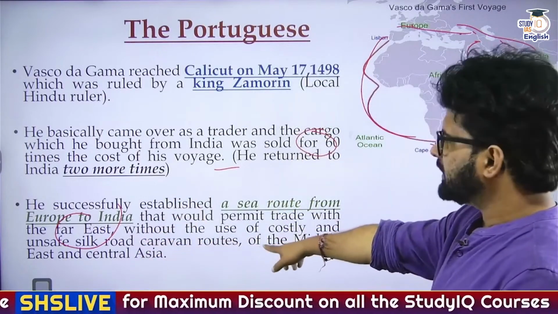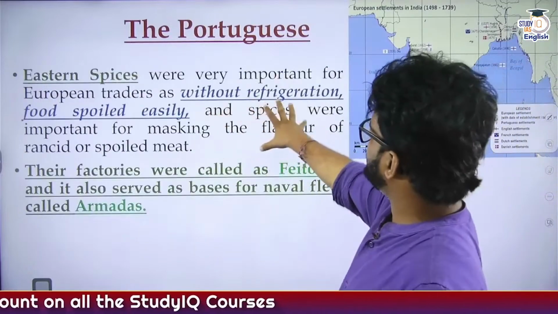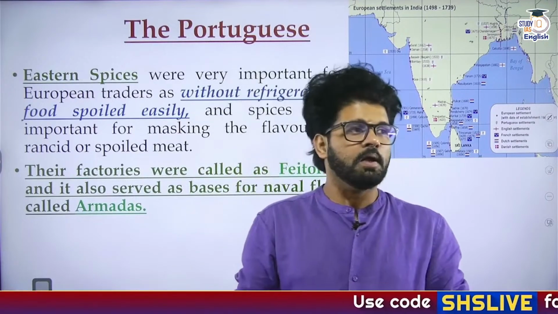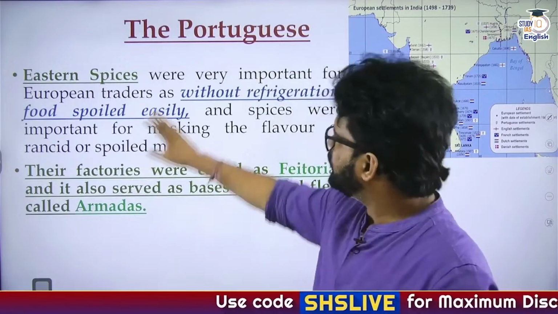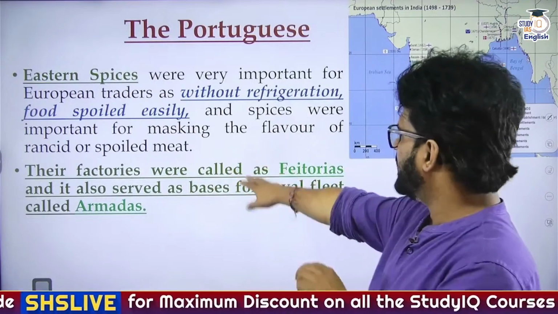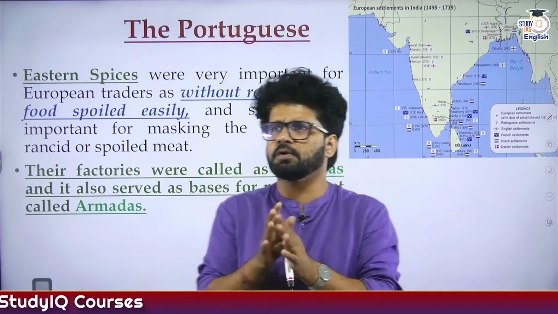Without the use of costly and unsafe Silk Route caravans. Again, that's what we have discussed. Hunas, etc. Eastern spices. Why did they want it? Why is everybody after India? Because we are awesome. That's fine. But apart from that, what? So Eastern spices, we have discussed, helped in refrigeration and were in high demand, and this was one of the reasons. Plus they were fed up of Arab traders as well.